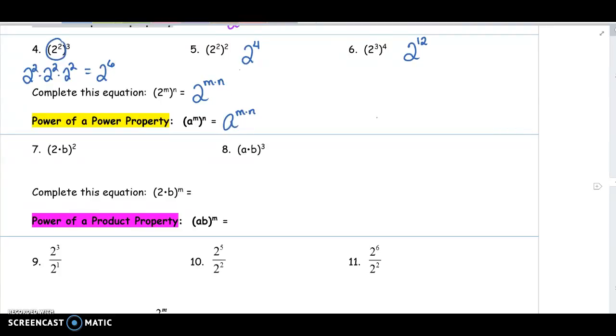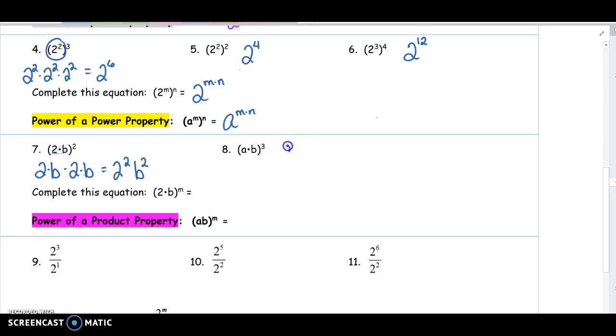2b squared would mean 2 times b times 2 times b. We're multiplying 2 together twice, so that's 2 squared. We're multiplying b twice, so b squared. Notice what we're basically doing is applying the exponent on the outside of the parentheses to every term inside the parentheses. Now what's important here is that this only works for multiplication and division. So inside the parentheses, you can only have multiplication and division in order to use this property. You cannot do this if it's addition or subtraction.